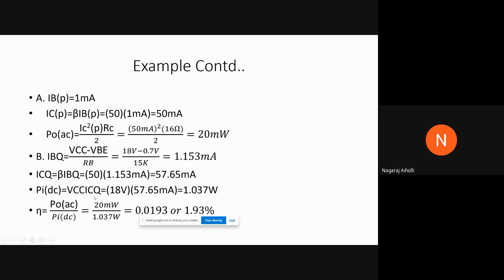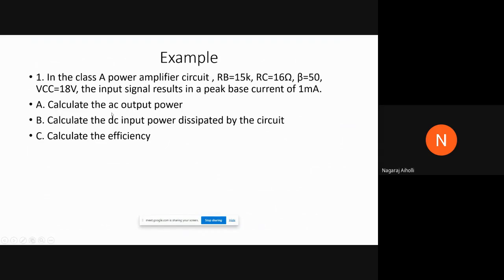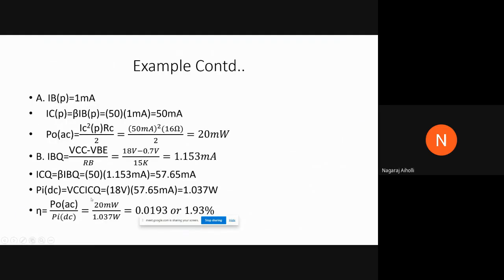Now ICQ, if we want to find ICQ, we have to know IBQ. Is it not? If we know IBQ, then we can calculate ICQ using the equation ICQ is equal to beta into IBQ, or IC is beta into IB. Therefore, ICQ will be equal to beta into IBQ. Now, let us first try to find the value of IBQ.